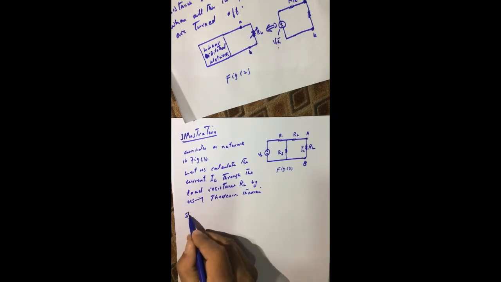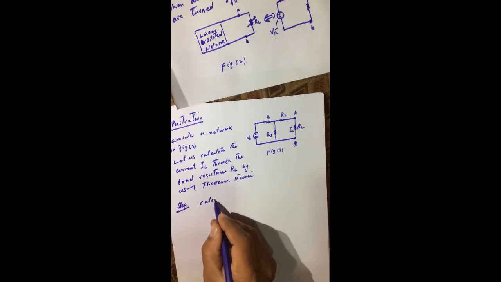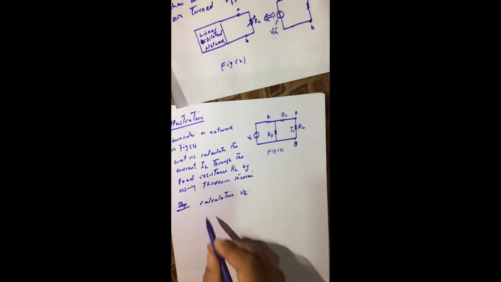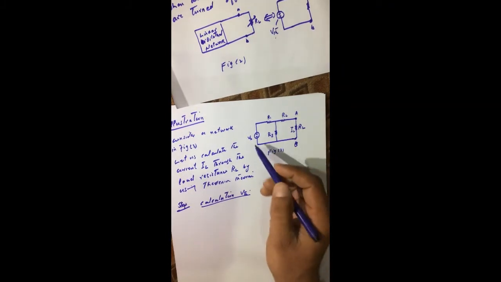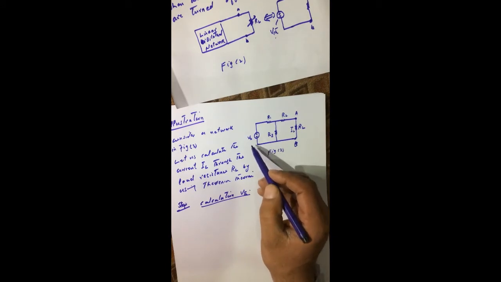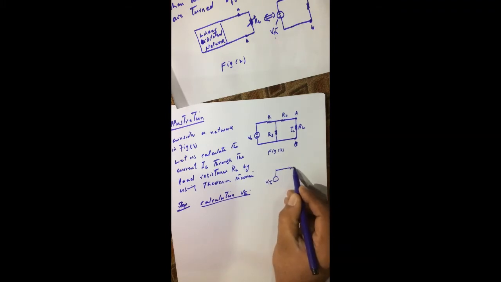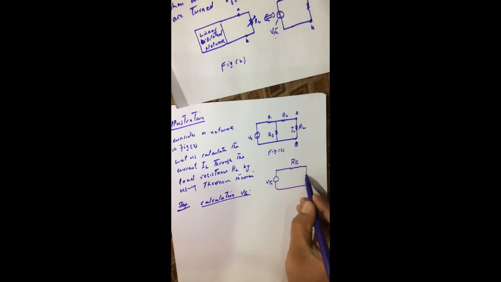The step number 1 is calculation of Thevenin voltage. Once we calculate the Thevenin voltage, then we have to calculate the equivalent resistance or Thevenin resistance. Then we will connect the Thevenin voltage in series with the Thevenin resistance, and then we have to calculate the load current very easily. This is IL. First we have to convert this figure to this form.